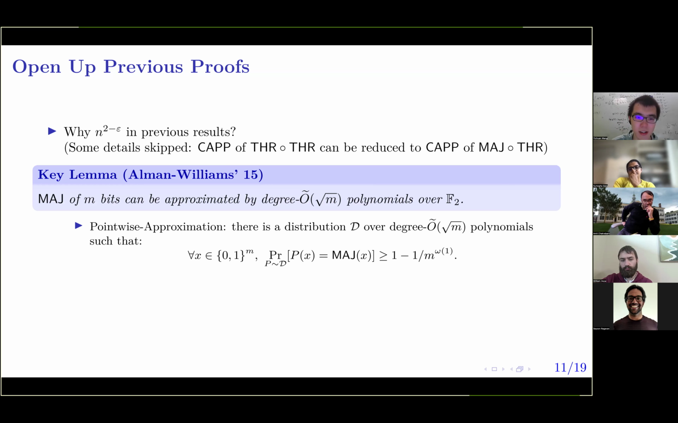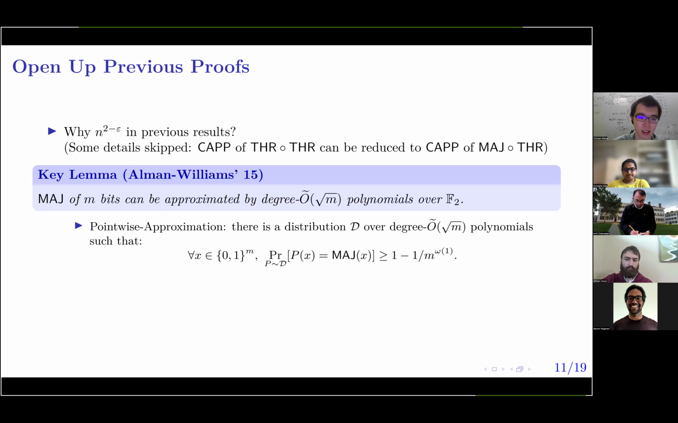Okay, so this n squared actually comes from this key lemma proven by Alman and Williams in 2015. The majority of n bits can be approximated by a square root n degree polynomial over F2. And here, this approximation is a pointwise approximation. There is a distribution D over those square root degree polynomials, such that on any input string x, for a random polynomial p drawn from this distribution D, p(x) agrees with majority of x with very high probability. So this is the pointwise approximation.